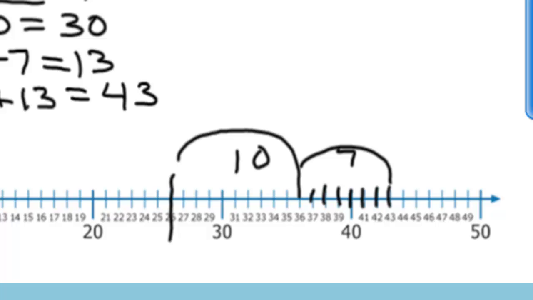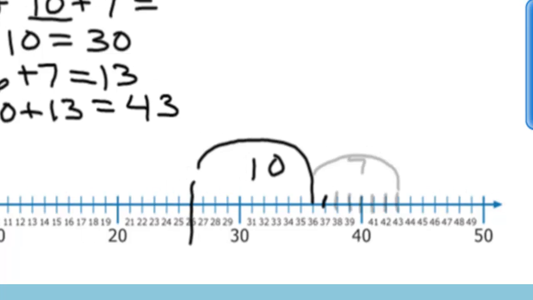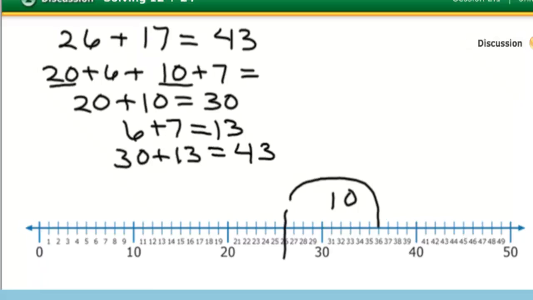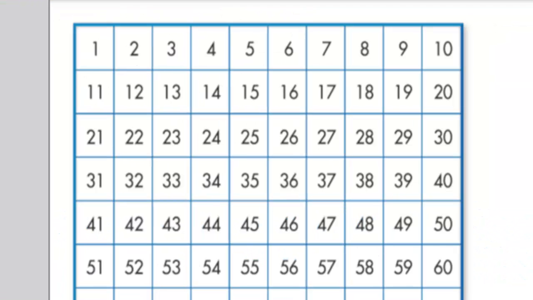Good to know that. Another way to solve the same problem is to use a 100 chart. I'm going to find the number 26. Those are the baseball cards Jake had in the beginning of the story. He got 17 more. I know that when I add on a 100 chart, the columns change by tens.